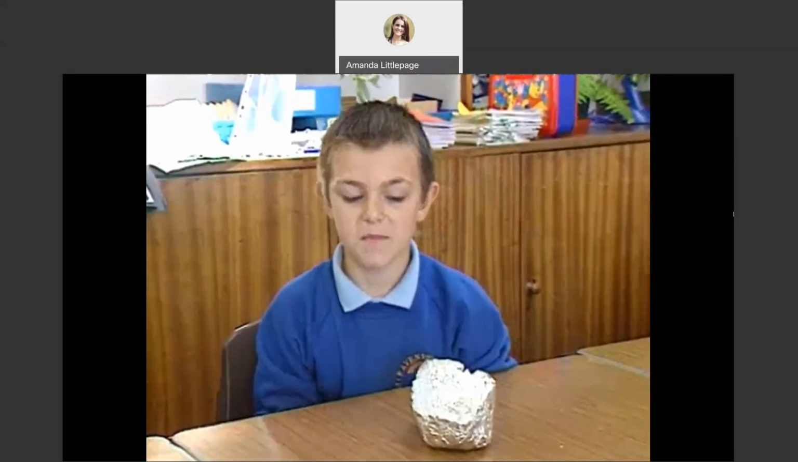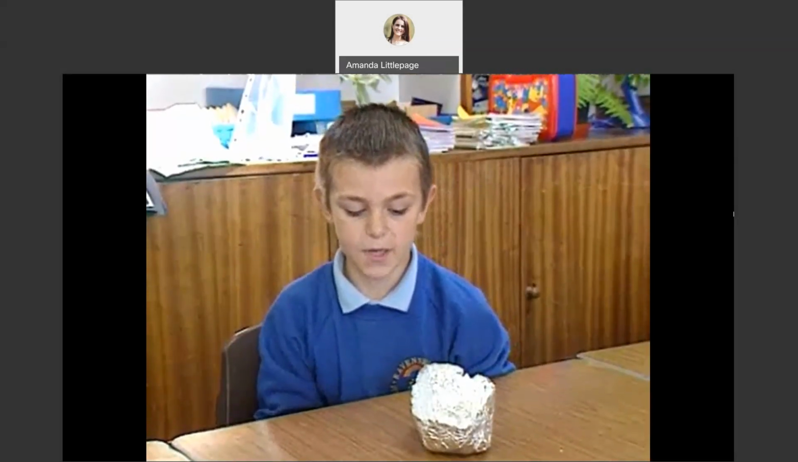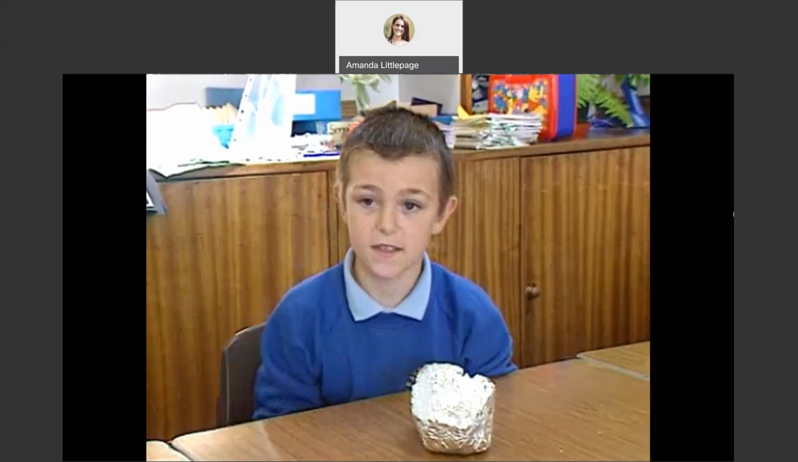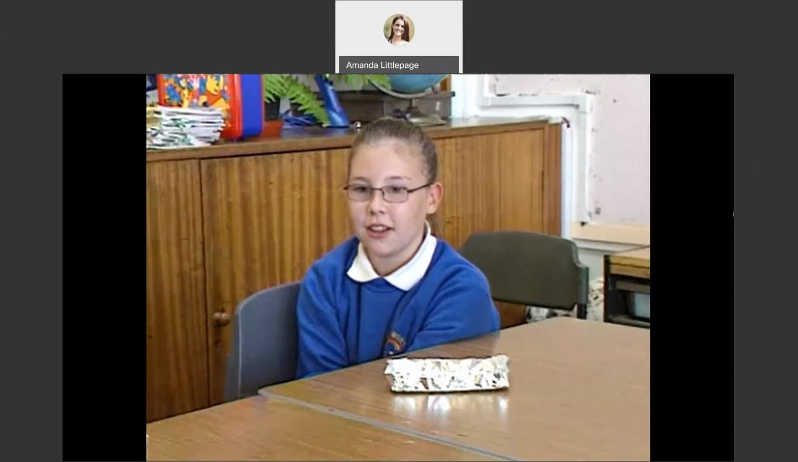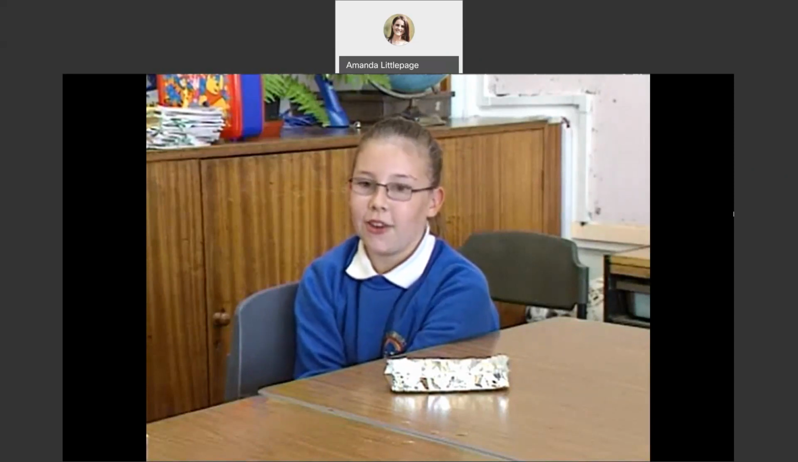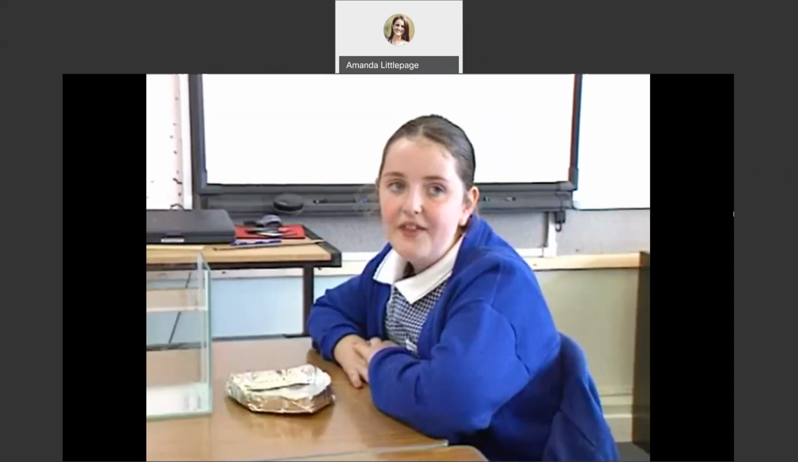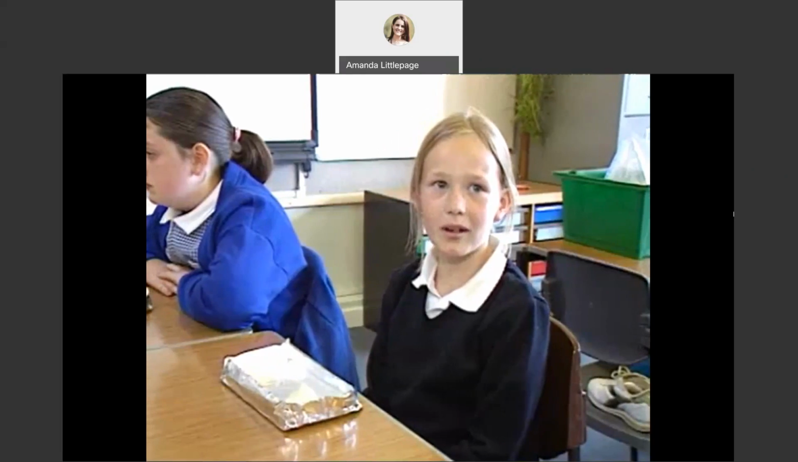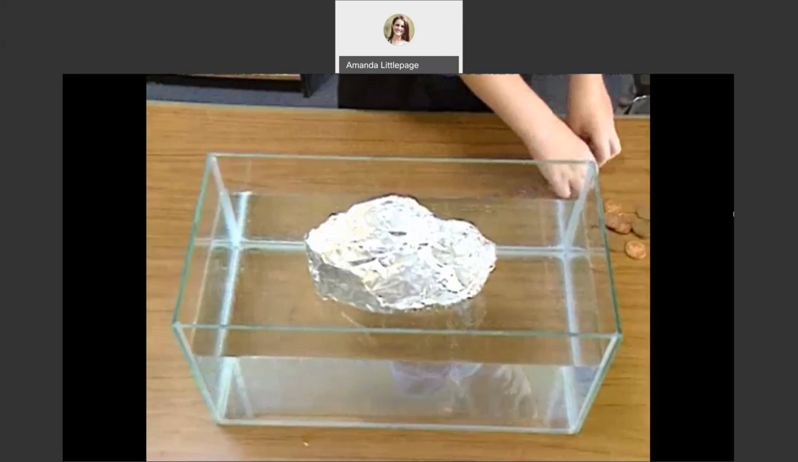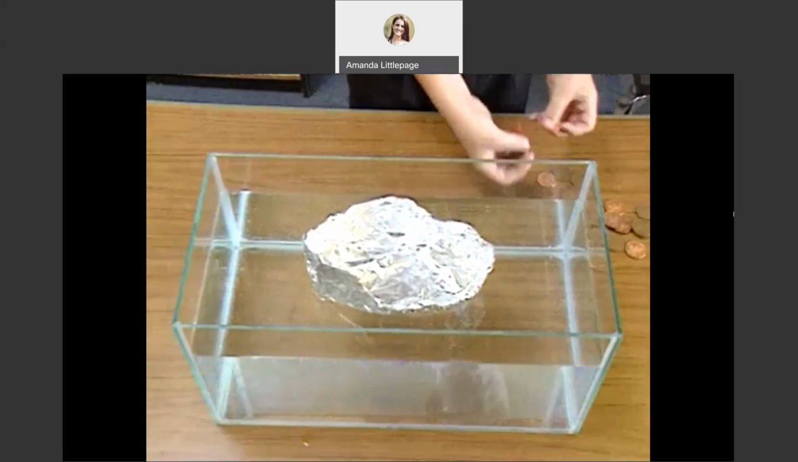I think my boat will hold more coins because it's got high sides. My boat is made of double foil, so it's extra strong. Therefore, it'll hold more coins. I think my boat will hold more coins because it looks more like a boat. I think my boat will hold more coins because it has more room. Watch what happens when each boat is loaded with coins.